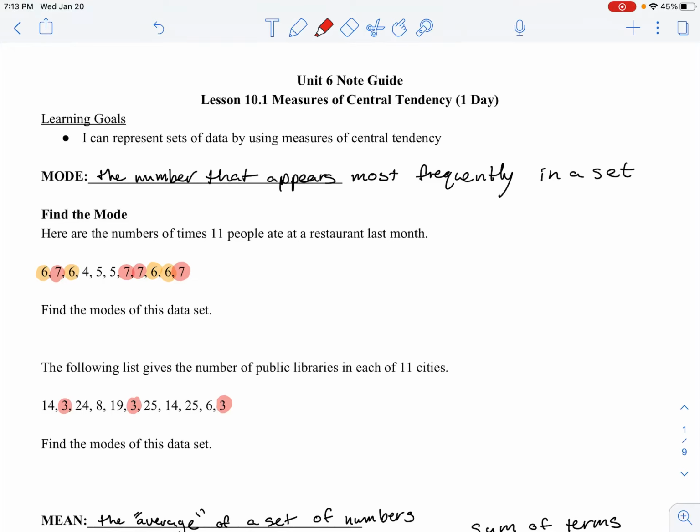We are going to be looking at lesson 10.1, which is measures of central tendency. Our learning goal for the day is that we are going to represent sets of data by using these measures of central tendency. So everything that we're talking about today goes under that category of measures of central tendency. So mean, median, and mode is where we're starting.